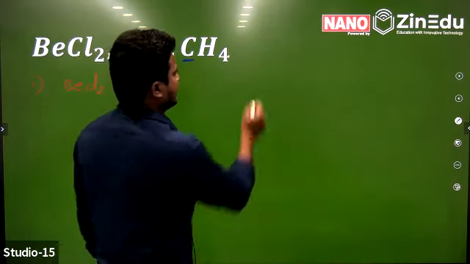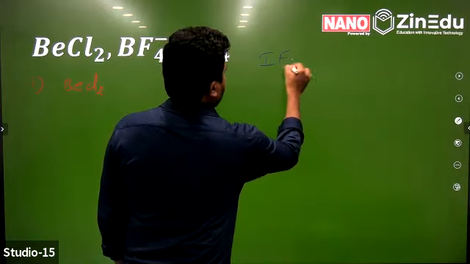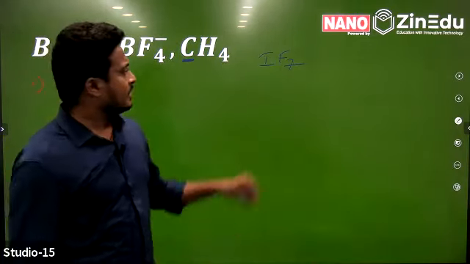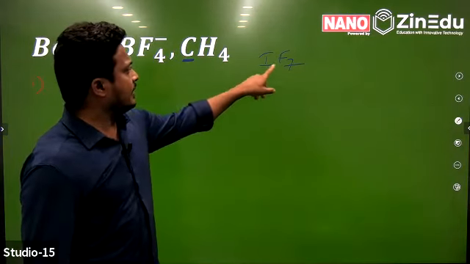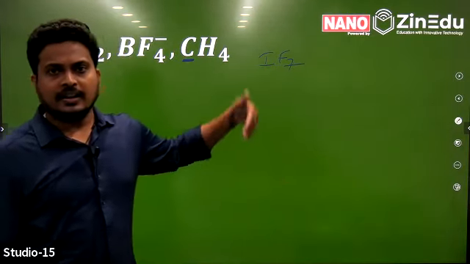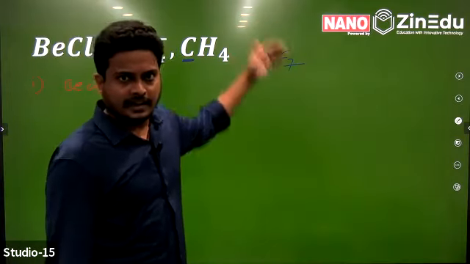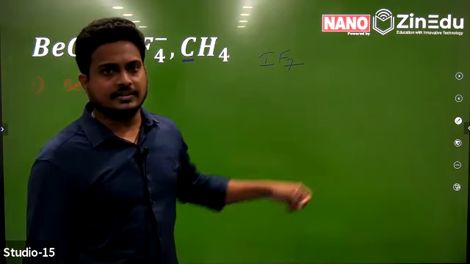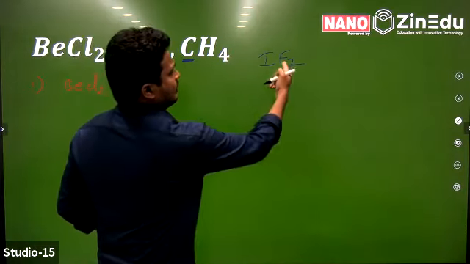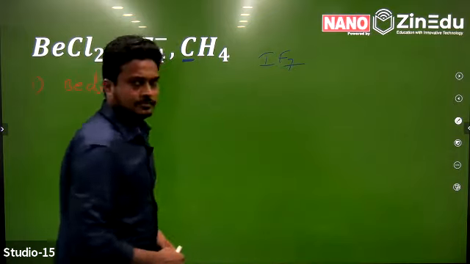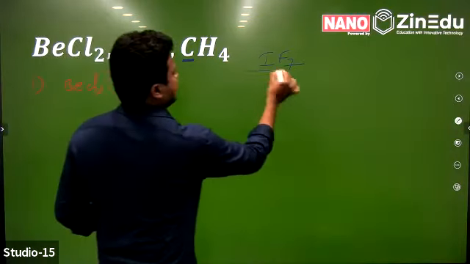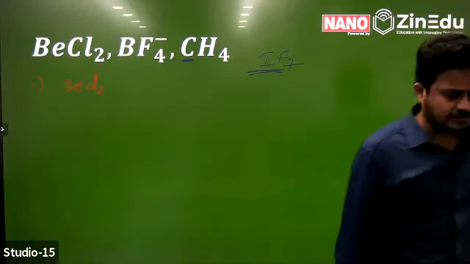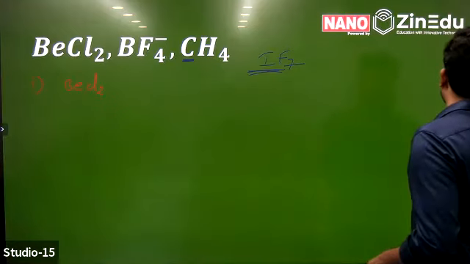For example, take IF7. In IF7, iodine acts as the central atom. Compare the electronegativities of iodine and fluorine. Fluorine is the most electronegative atom in the entire periodic table, and moving from top to bottom, electronegativity decreases. Here fluorine is more electronegative than iodine, so iodine acts as the central atom. Is this clear for you? Any doubt about how to identify the central atom?